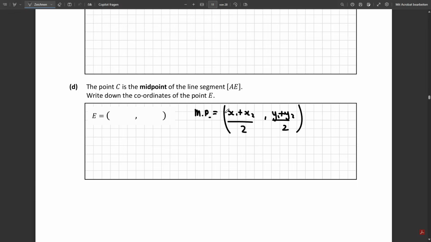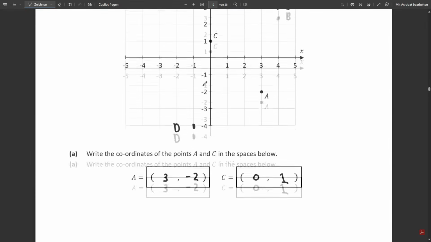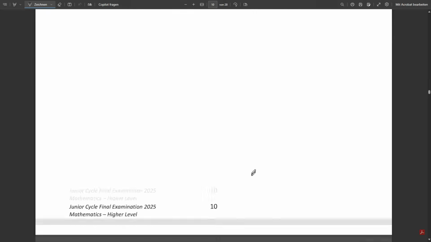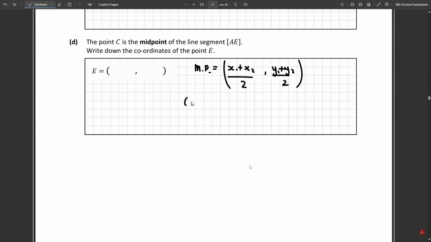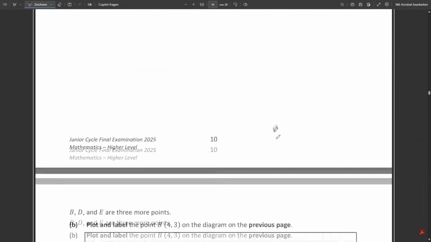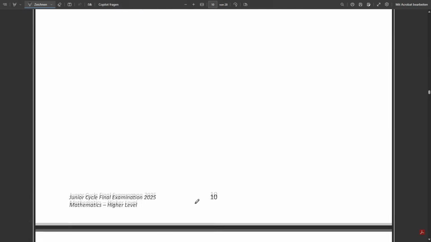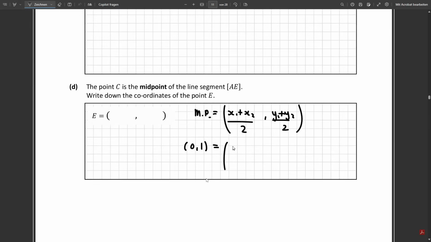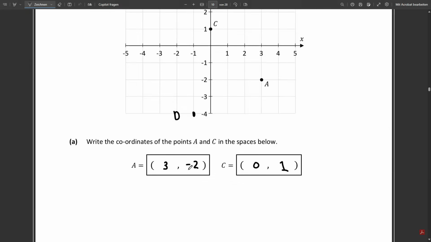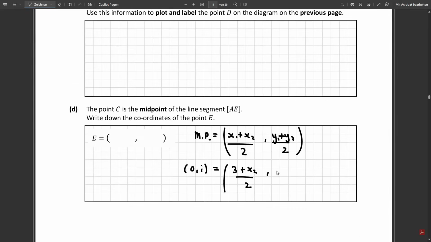So this is the formula for midpoint here. So we know that C is the midpoint, okay? So the midpoint is C, which is (0, 1), sorry. So that means we have (0, 1) is equal to, and then our other things, so x1 and y1, we can say they're the coordinates of A. So x1 is going to be 3, y1 is 2. So x1 we can say is going to be 3. And then we don't know what x2 is. That's for E, over 2. And then y1, we said, is going to be minus 2 for the point A, plus y2 over 2.